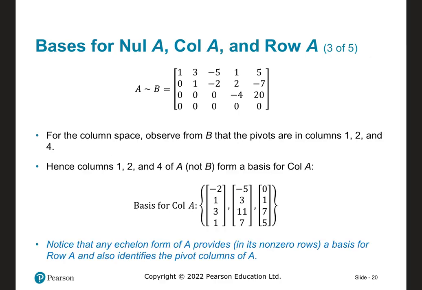And as I said, this B matrix tells you that first, second, and fourth columns in B are linearly independent. Then the corresponding columns in A will be also linearly independent. So for the column space of A, the first, second, and fourth columns in A are a basis of the column space of A matrix.